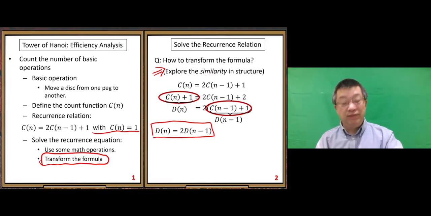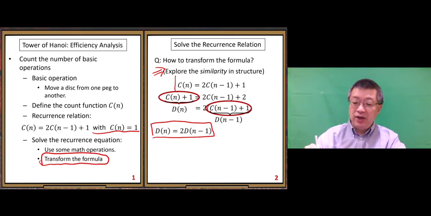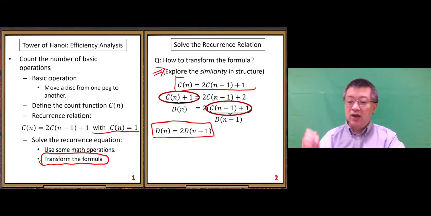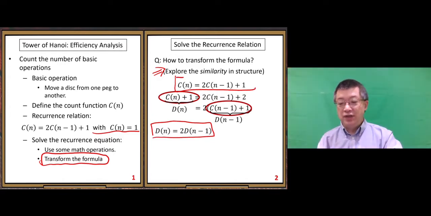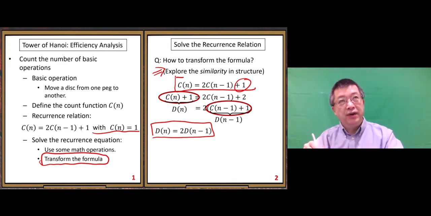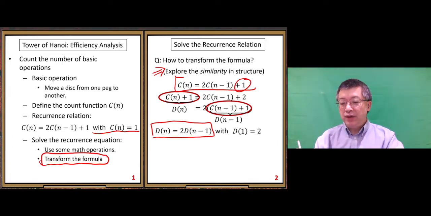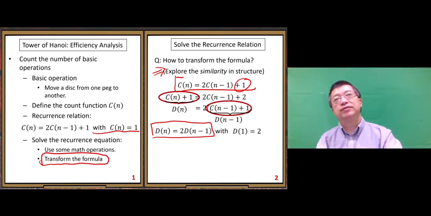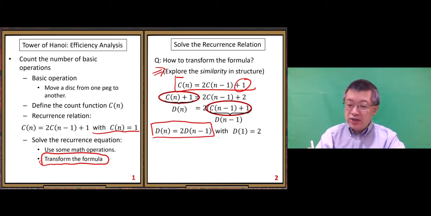Before we do that substitution, the equation is like this. After we do that substitution, this +1 term is gone. And we get a new equation that is simpler. But we need to fix the base condition, d of 1 equals 2, because C of 1 plus 1 is 2. All right, now let's solve this new recurrence equation.